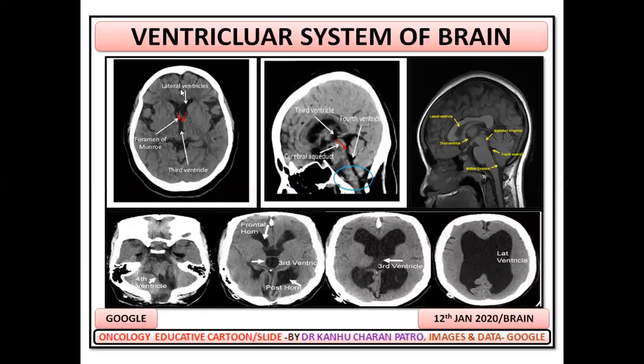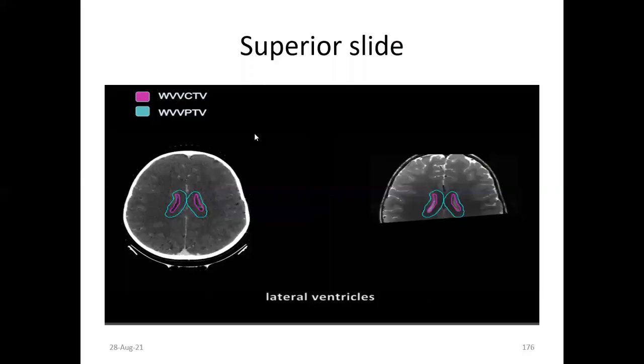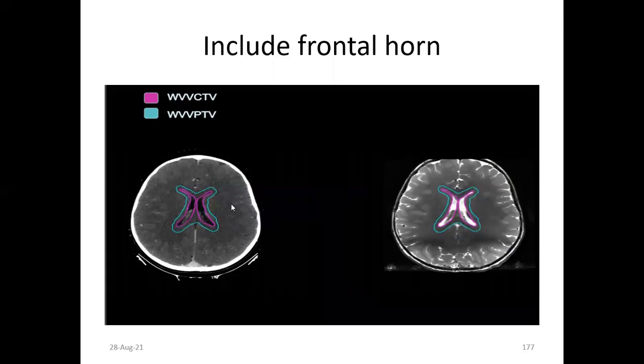Let's see, this is the lateral ventricle, this is the foramen of Monro, then the third ventricle. As I showed before, these are the various horns of the lateral ventricle. This is the superior slice. When you are contouring, always match the MRI and CT and contour on the MRI. This is your CT, and the pink color is the CTV. It should include your frontal horn. Here you see the frontal horn and the body of the lateral ventricle.